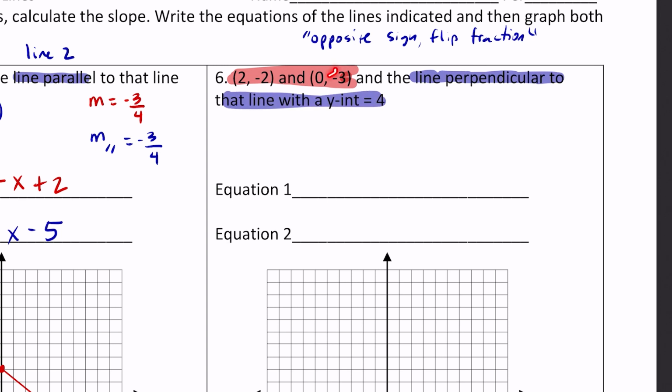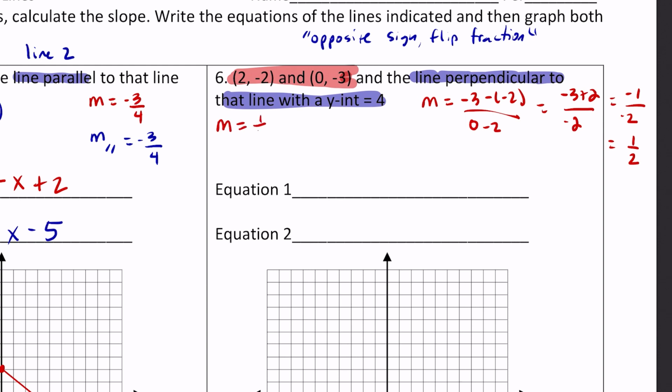So what do I do with these 2 points? You got it. We're going to use the slope formula. So m equals -3 minus -2 all over 0 minus 2. -3 minus -2 is -3 plus 2, and 0 minus 2 is just -2. Then -3 plus 2 is simply -1, and the bottom is -2. So that's going to be 1/2. All right, so my original slope is 1/2.